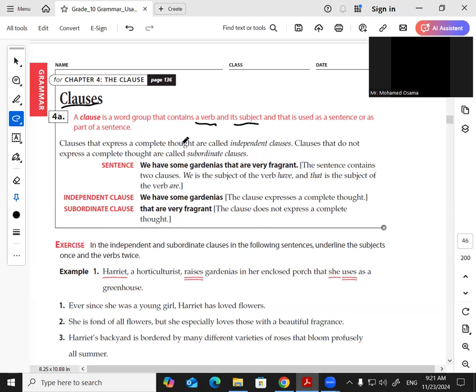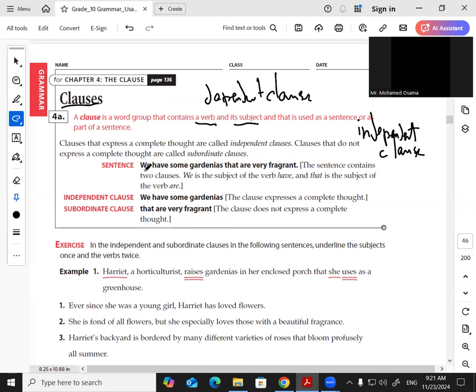Actually, we have two types of clauses. We have the dependent clause, and on the other side, we have the independent clause. So, in these two lessons, we're going to identify and check what the dependent clauses and the independent clauses are.